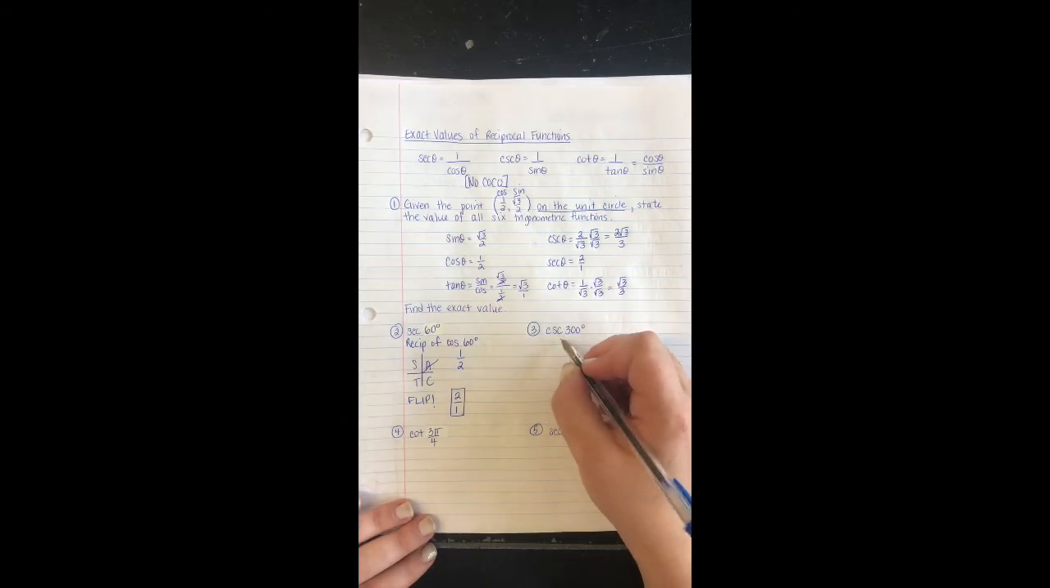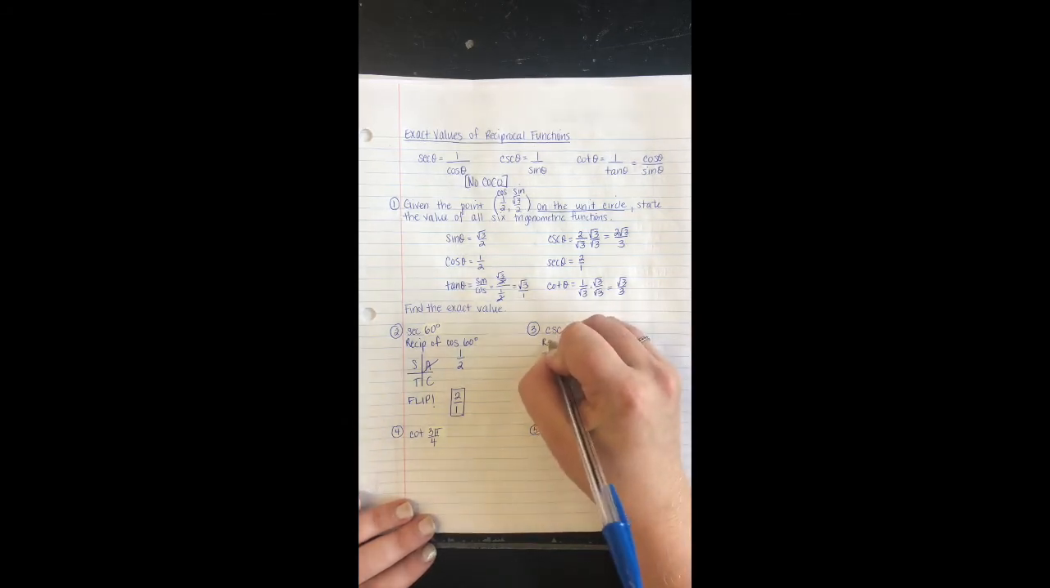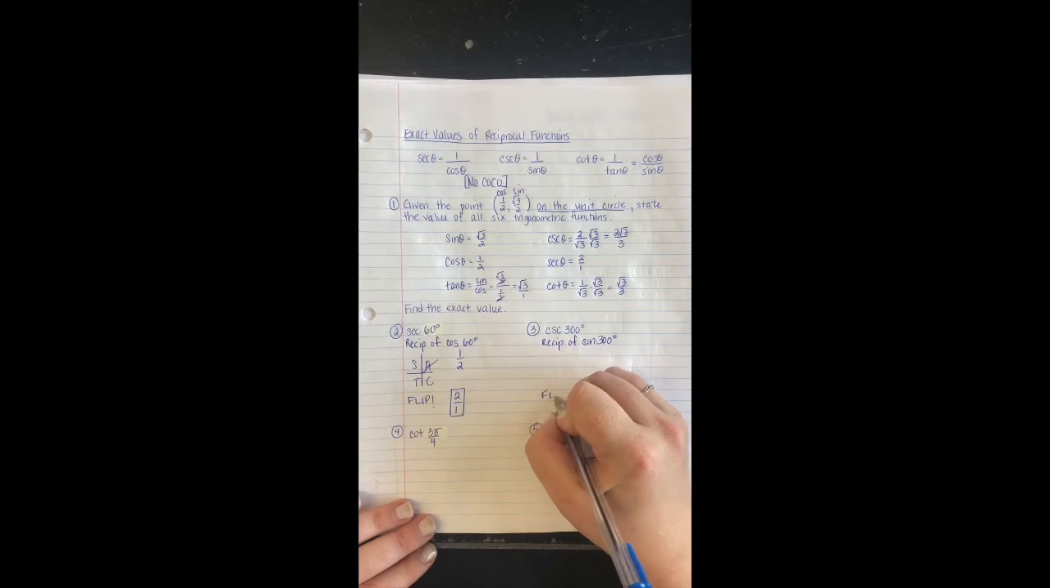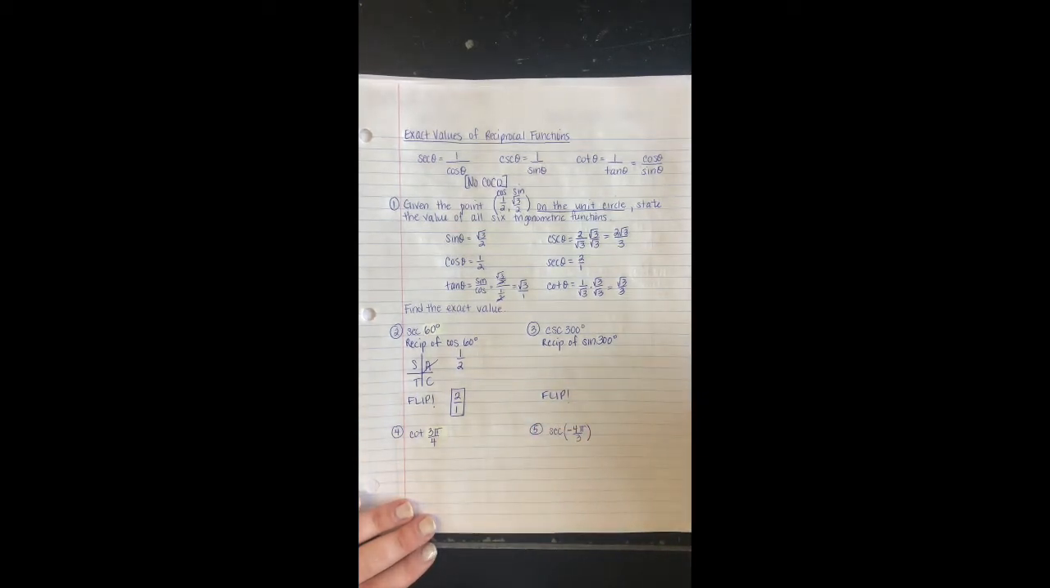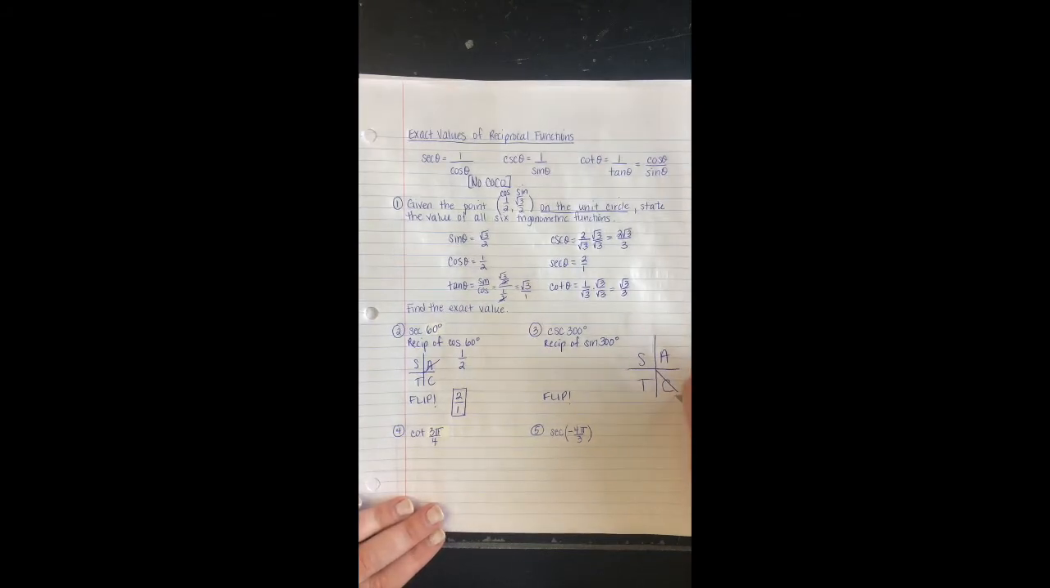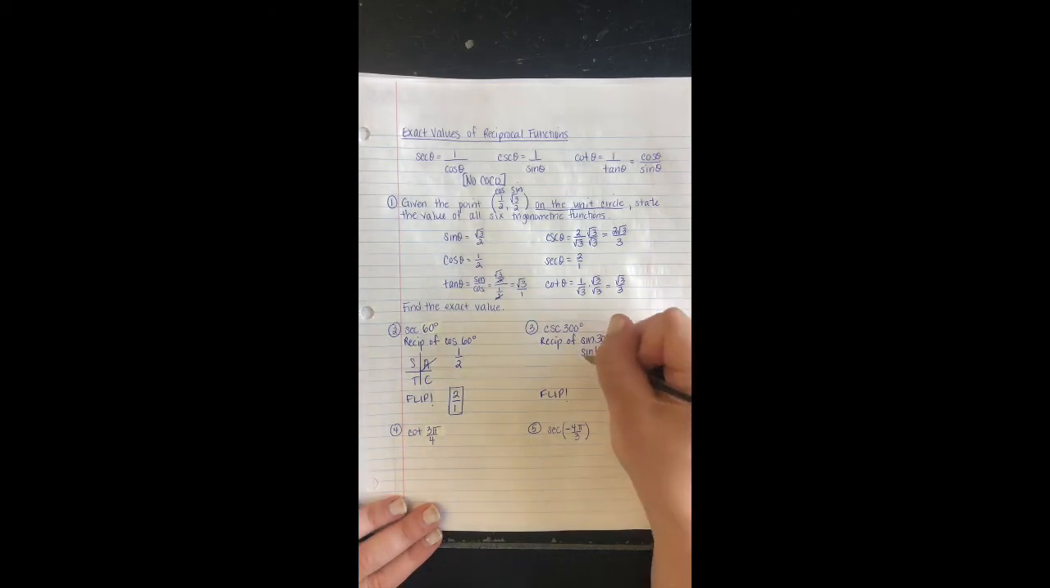When you have the cosecant of 300, you're going to write that as the reciprocal of sine of 300, since cosecant is the reciprocal of sine. Don't forget to write the word flip. To find the value of the sine of 300, that's where you use your ASTC chart. 300 is located in the 4th quadrant. It has a reference angle of 60, so this is really going to be the sine of 60. Now in the 4th quadrant, cosine is the only thing positive, so it's going to be a negative sine of 60.